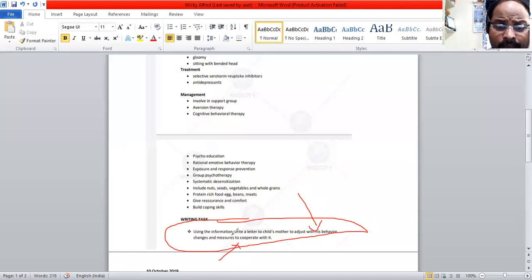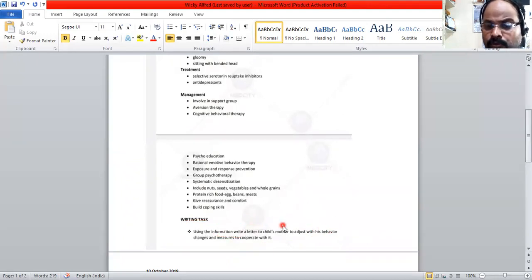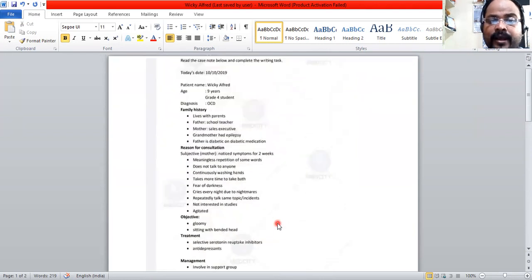So we have an information letter, an information delivering letter. We are giving some instructions to the child's mother in this letter. So it's not something related to some serious care. These are some general instructions that we have to give to the child's mother and update her about the behavioral changes which we have noticed with her child, Wicky Alfred. Now let's go ahead and see what exactly the condition is.